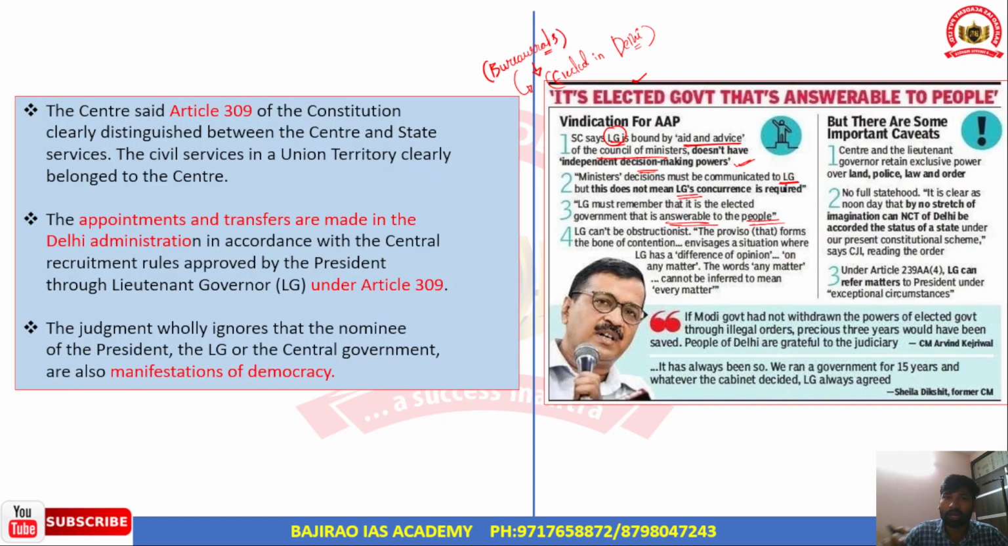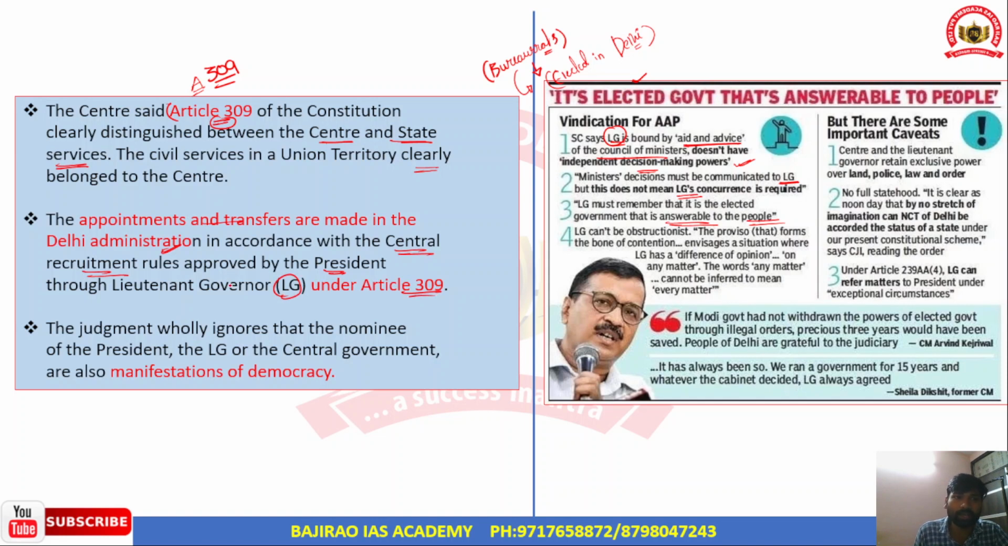Okay, so the other argument of the center is under Article 309. Please remember Article 309. Article 309 of the Constitution clearly distinguishes between central and state services. The civil services in Union Territory clearly belong to the center under Article 309 of the Constitution. And along with that, appointments and transfers in the Delhi administration are made in accordance with the central recruitment rules. These rules are approved by the President through the lieutenant governor under Article 309 of the Constitution.